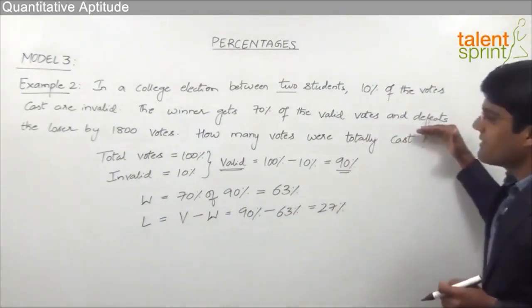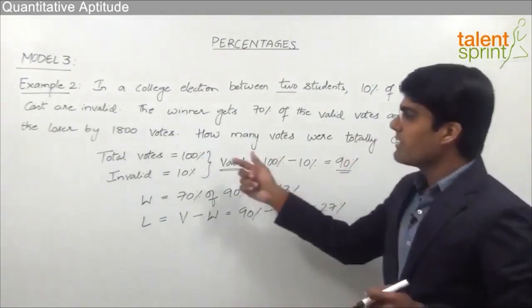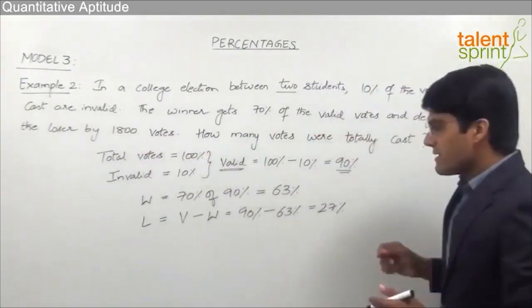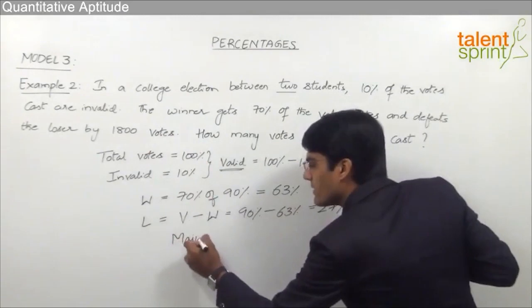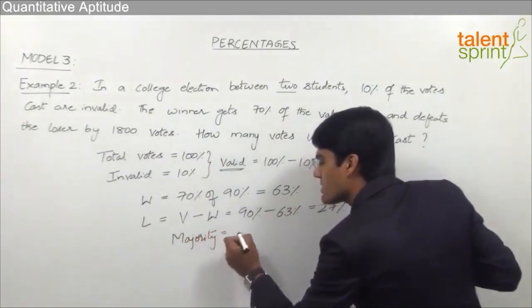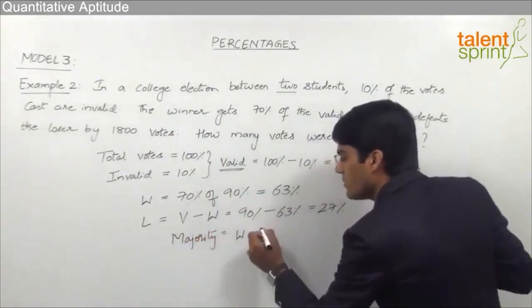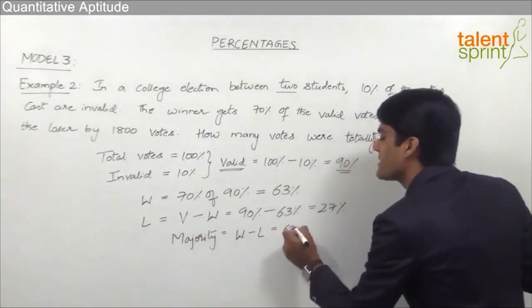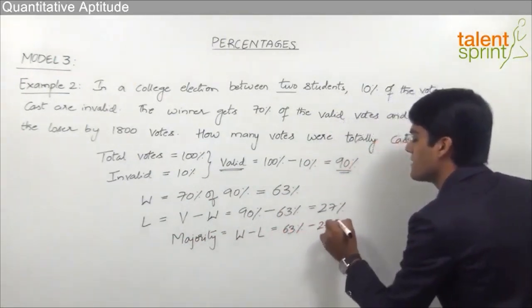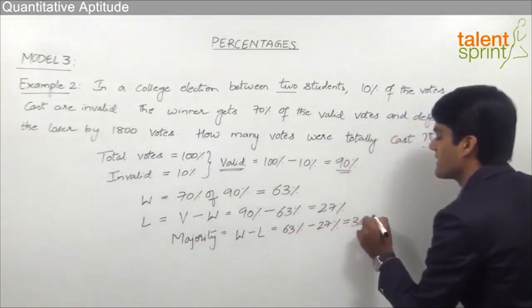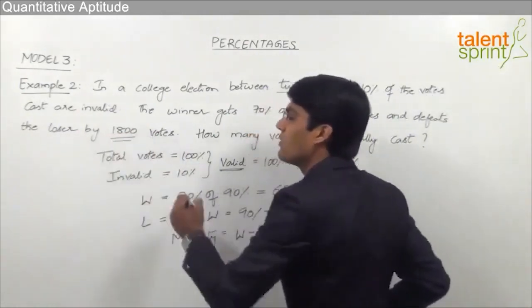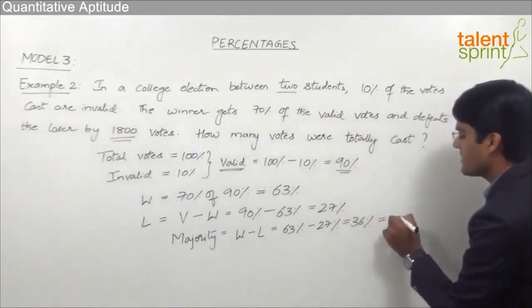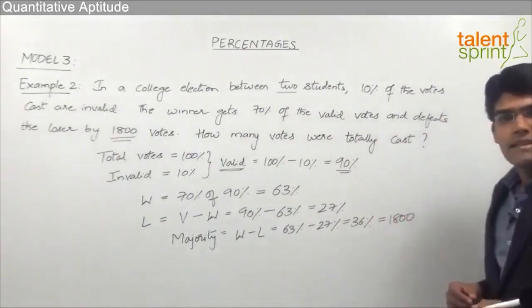And the next part of the question is, the winner defeats the loser by 1800 votes. So as discussed in the previous example, majority is nothing but the percentage of votes obtained by winner minus those obtained by loser. So 63% minus 27% is equal to 36%. And this 36% is equivalent to 1800 votes. So we can say that 36% is same as 1800.